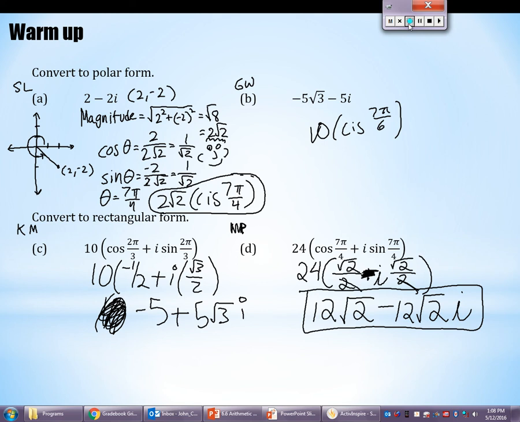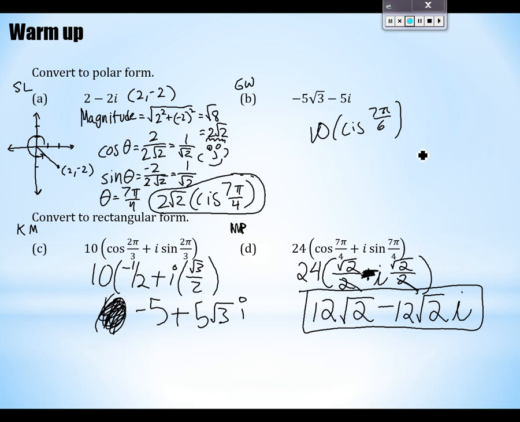Would there ever be a case where it's cosine theta minus i sine theta? Remember, by the results we built up yesterday, we talked about x plus yi as the definition of our standard form. If y happens to be negative, if you wanted, you could set it up so it was x minus yi, but then you'd always have two different angles.